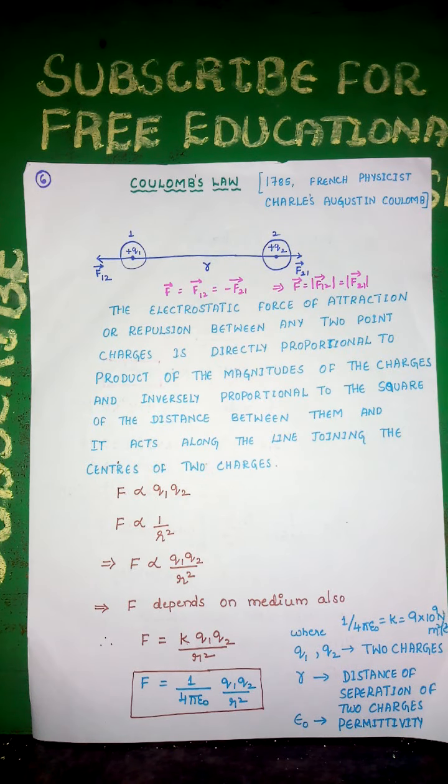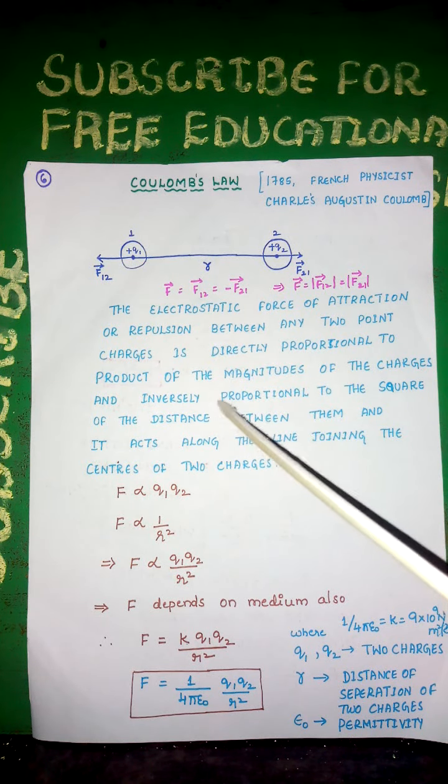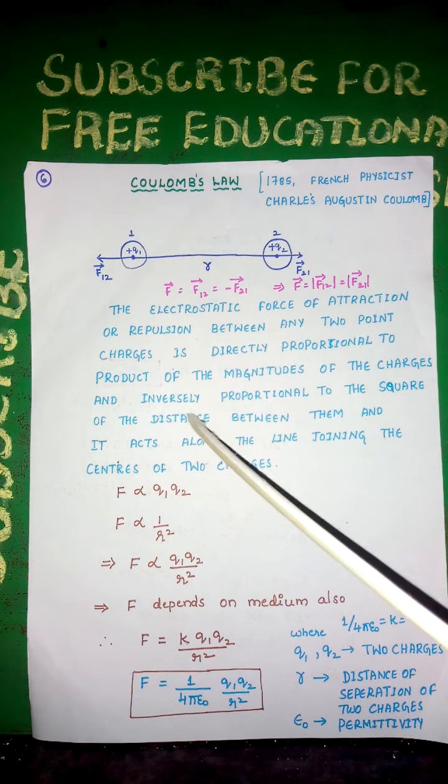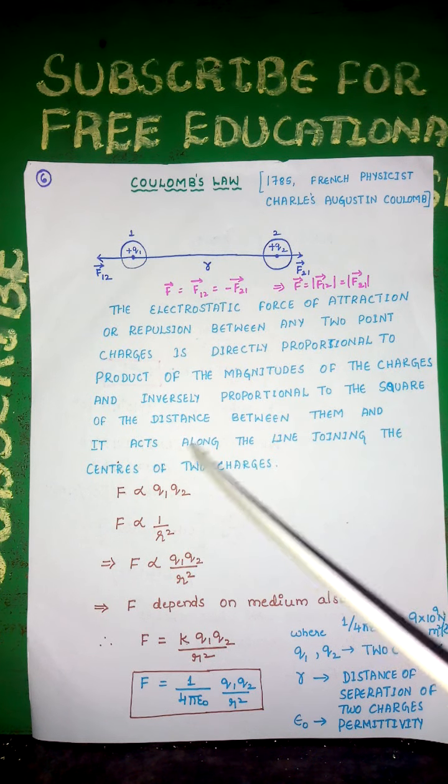So now you understood charges, types of charges and the process of electrification. Now coming to Coulomb's law. In the year 1785, French physicist Charles Augustin Coulomb gave this famous law. According to this law, the electrostatic force of attraction or repulsion between any two point charges is directly proportional to the product of the magnitudes of the charges and inversely proportional to the square of the distance between them, and it acts along the line joining the centers of the two charges.